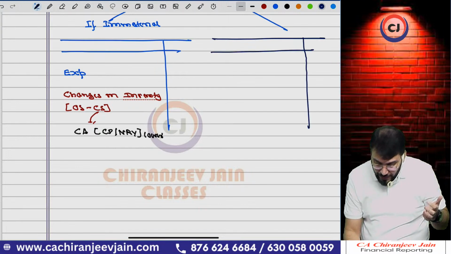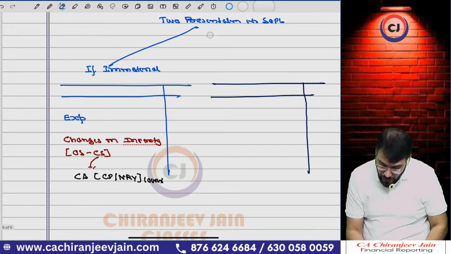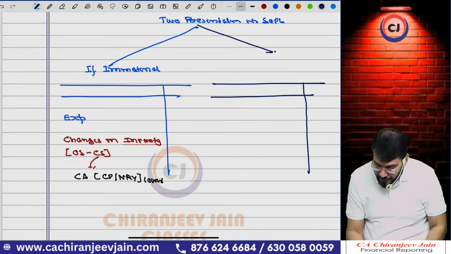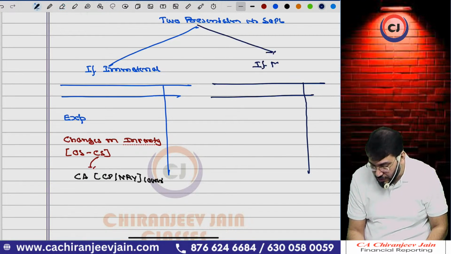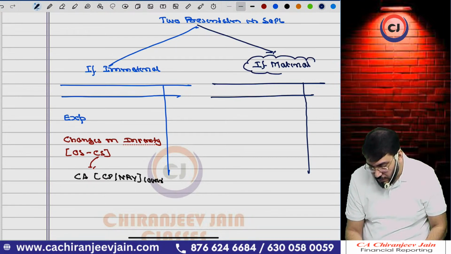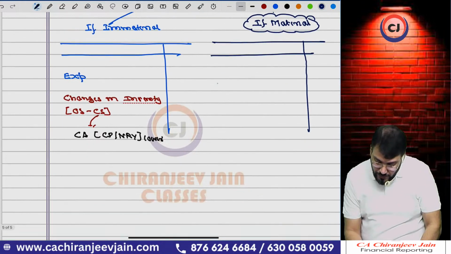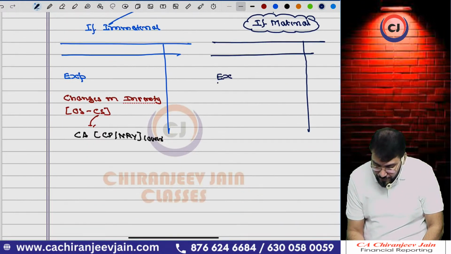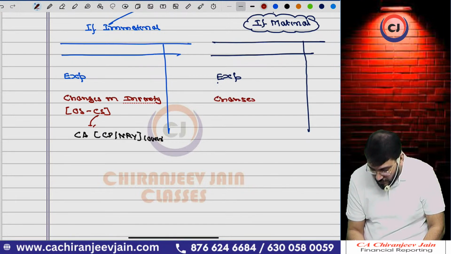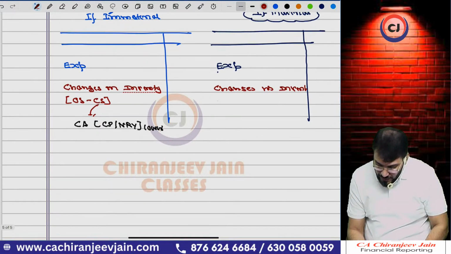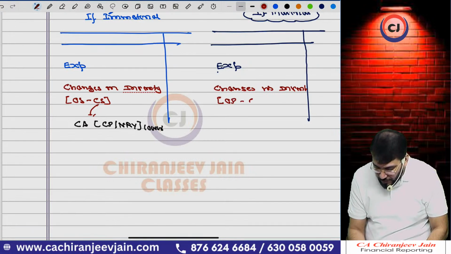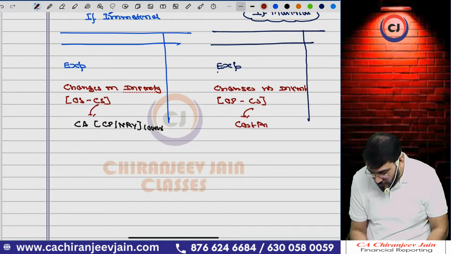But if the amount is material, I'm explaining this part because you as an auditor should know this. If material, then when you are writing under expense, changes in inventory, in that case opening stock minus closing stock will come at cost price. Understood?